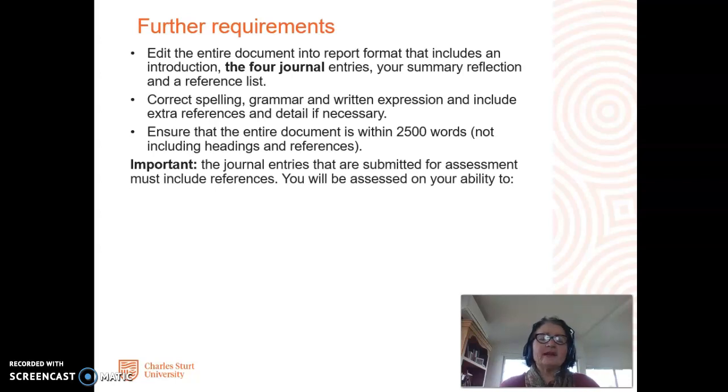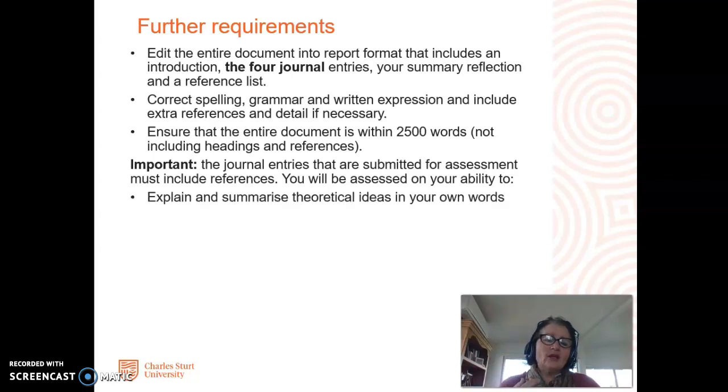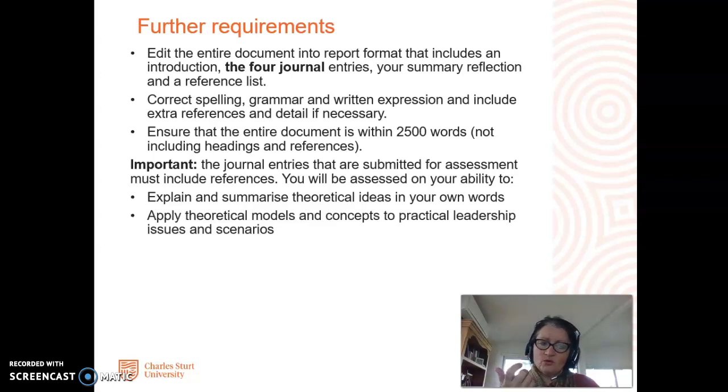Important, the journal entries submitted for assessment must include references, so you must put references in there. And you're going to be assessed, so really look at this in real detail, because this is a theoretical subject. Explain and summarise the theoretical ideas in your own words.